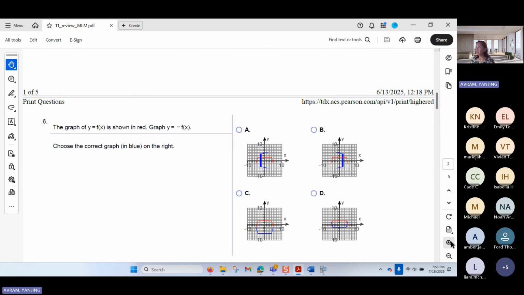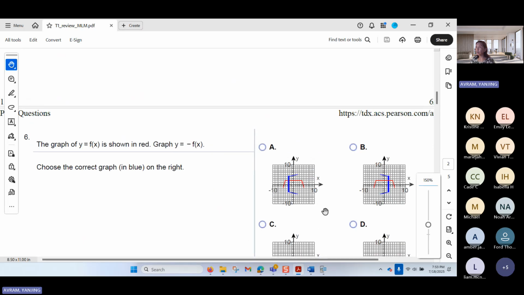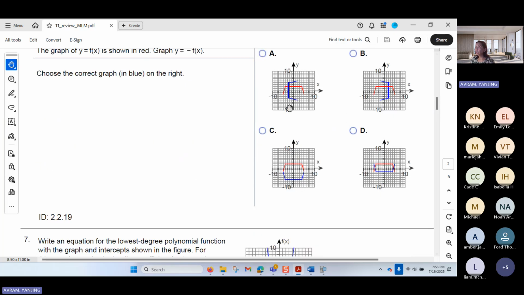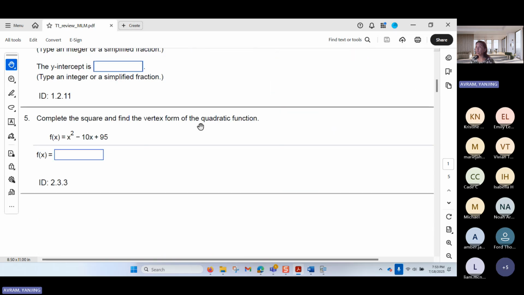Okay, for number 6, you cannot really use the calculator. You just have to know the characteristics of this whole thing, right? If you have y equals f of x showing in red, okay, the red one is the original one, y equals f of x. And you want to graph y equals negative f of x. So what does this one mean in here? That means the x did not change, but y becomes negative. Okay, so that means everything is opposite. So basically, this graph is reflecting across the x-axis. All right, and then you can see this one is a reflection or symmetry around the x-axis in here.